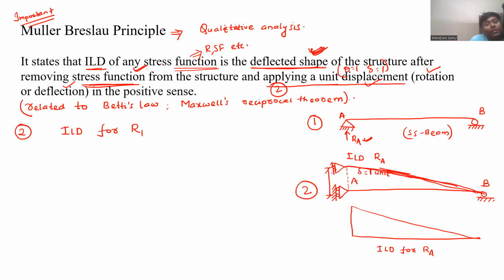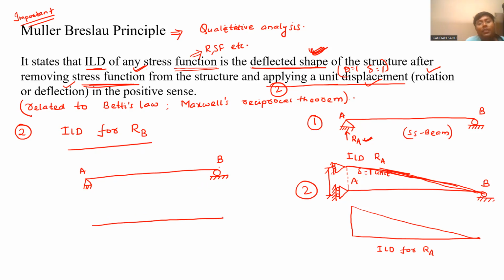Someone please unmute yourself and speak, how can the ILD for RB be drawn for the same simply supported beam? The unit displacement shall be given at point B. Okay. How will this support change? The support will move upward. No. Support, how can a support move upward? Sorry, the point. Yeah, this is a roller. Yes, sir. Think, means visualize it. Don't mug up, visualize it.